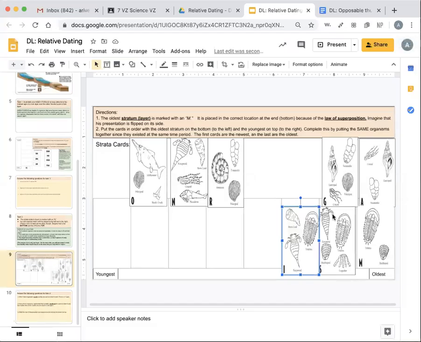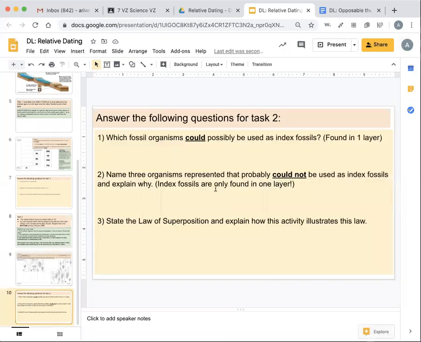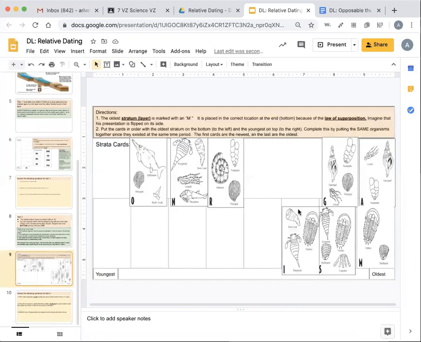So I just want to do a quick overview of index fossils with this example that we've done so far. This comes from question 2 on slide 10. Name 3 organisms represented that probably could not be used as index fossils and explain why. I'm just going to do one. We're going to look at these 3 things because we did those together. Hopefully you did the other ones.